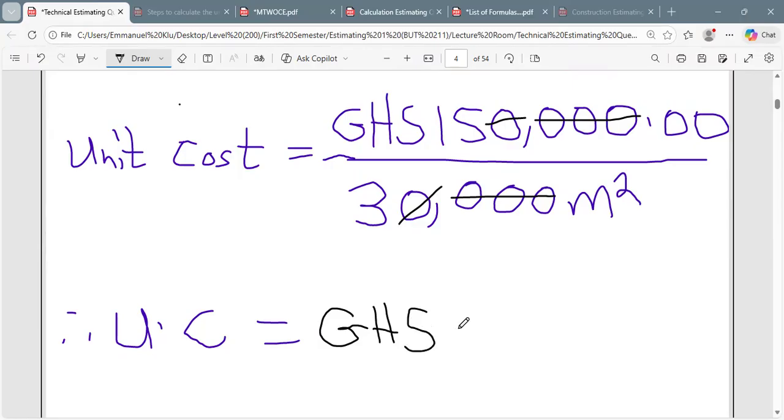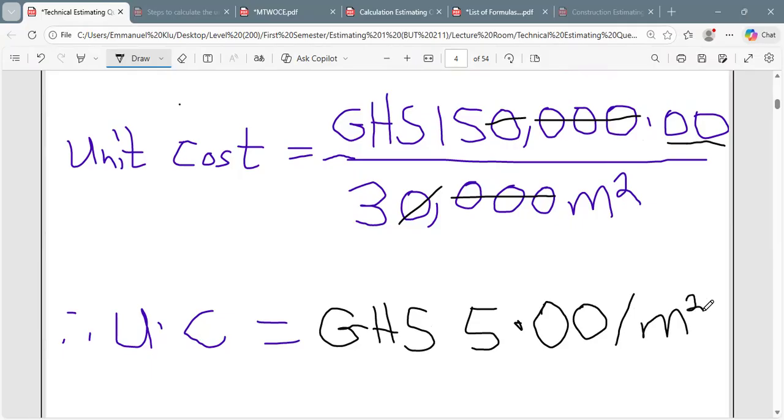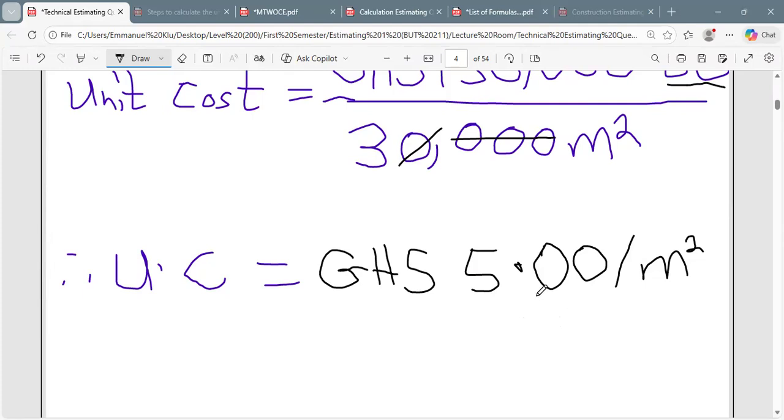So our answer is going to be GHS 5.00 per meter squared. That is all. Now you bring the point zero zero that is over here, 0.00 exactly, per meter squared. You see, now you are done calculating for your unit cost.